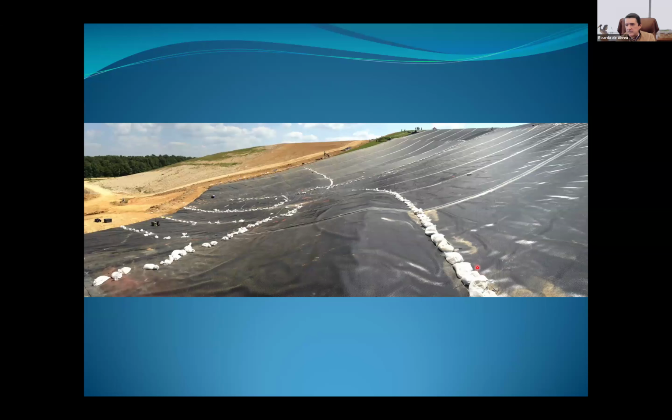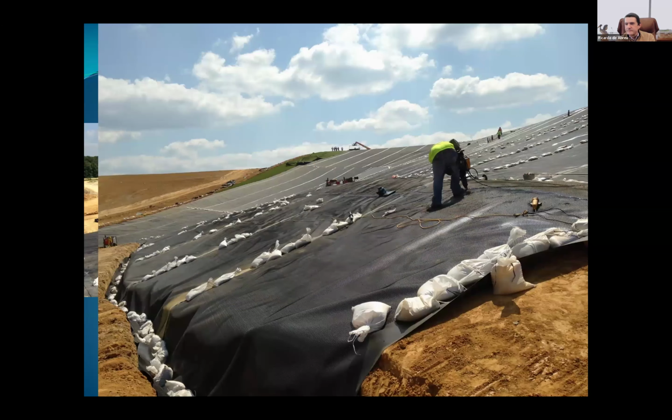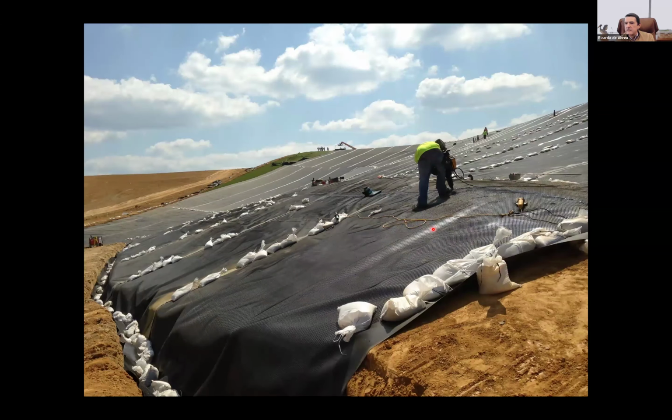Here you see a component of the stormwater drainage that was already shaped, creating this type of berms, diversion berms for stormwater. Another view. Here you see the installers welding two panels of the WLDPE geomembrane.